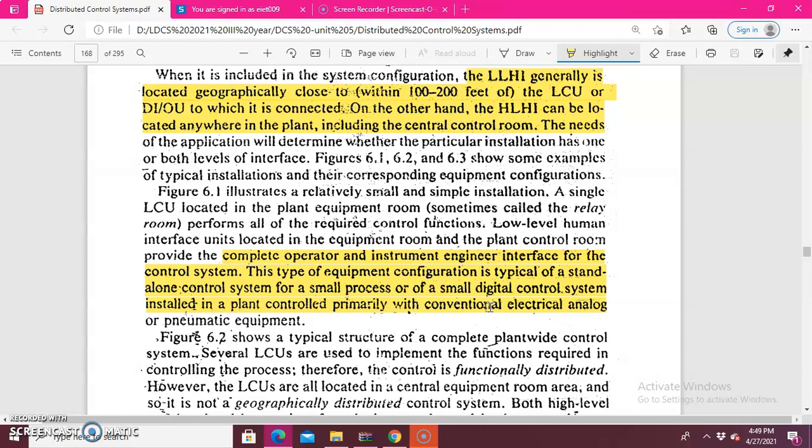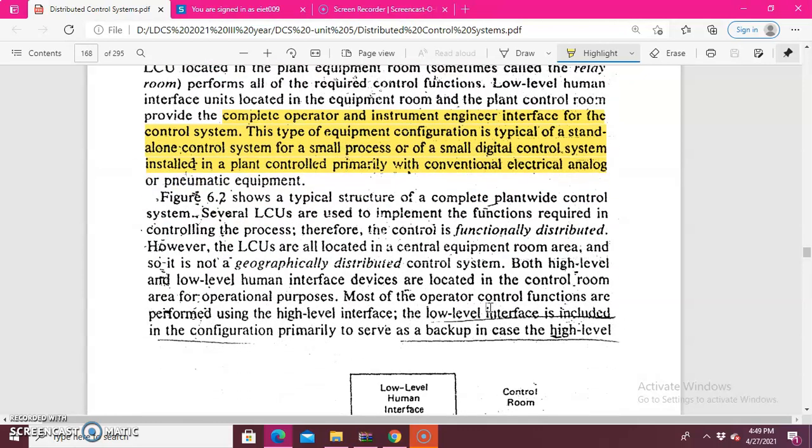Then comes the next part. We have a small and simple installation, where you have an LCU placed in the equipment room, which is called the relay room. And the complete operator and instrument engineer interface is in the control room, so they will be taking the decisions. This type of equipment configuration is a stand-alone control system. It is also called a small process or small DCS.